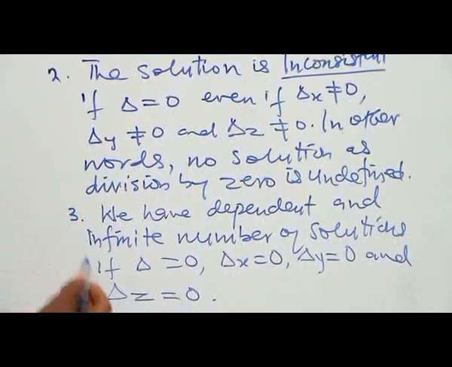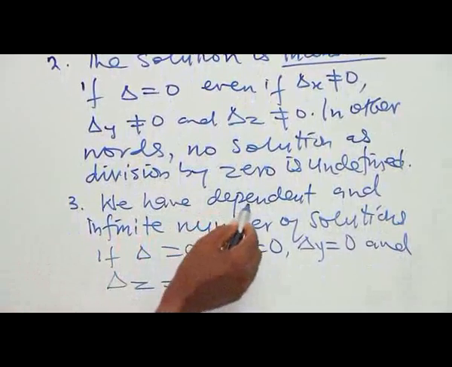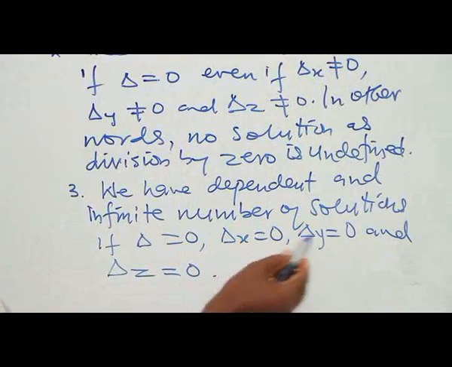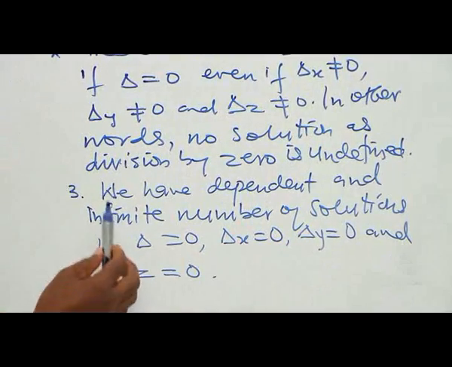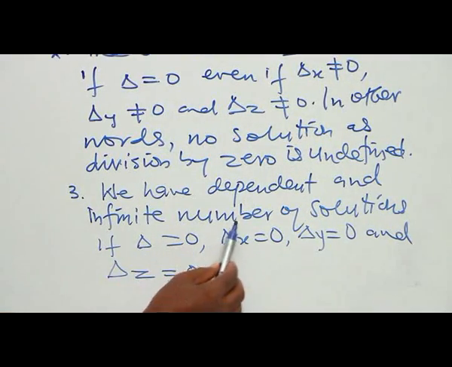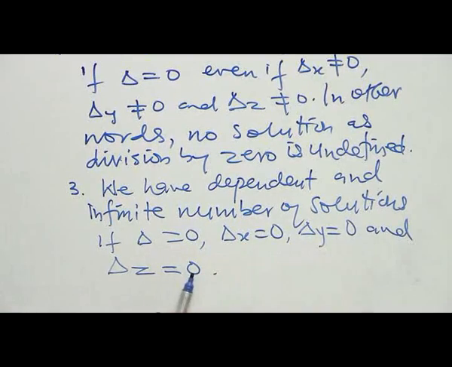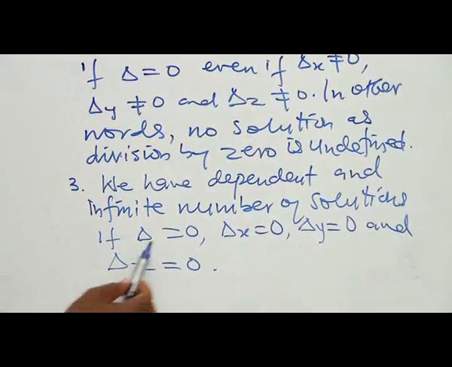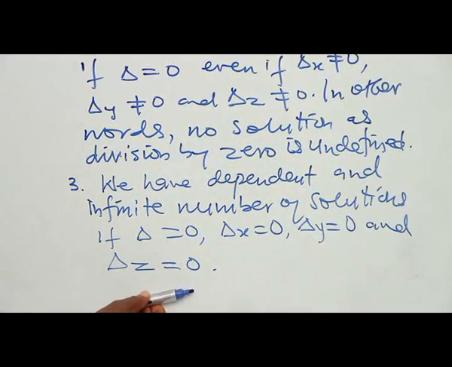Now, number 3, we have dependent and infinite number of solutions if the determinant is equal to 0 and the other variables are also equal to 0. In this case, you have dependent and infinitely many solutions, uncountable solutions. That is the case when this happens.